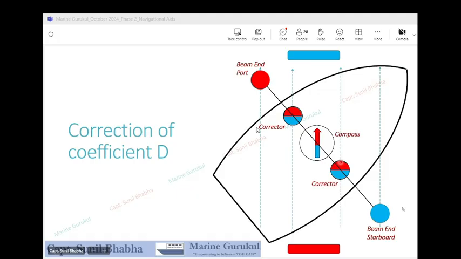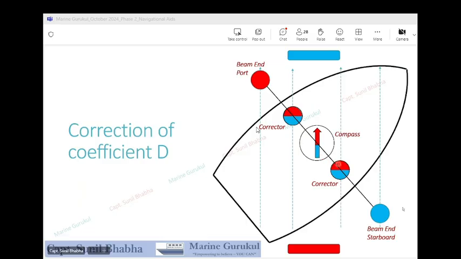Now this starboard corrector sphere is having both the poles. You have the red pole as well as you have the blue pole. Now the pole of the corrector which is closer to the compass is the one that affects the magnetic compass. Out of this red and blue pole of the starboard corrector, the pole which is closer to the compass is the red pole. So from the starboard corrector, the red pole is what is affecting the compass.